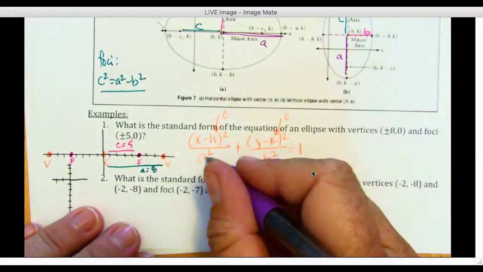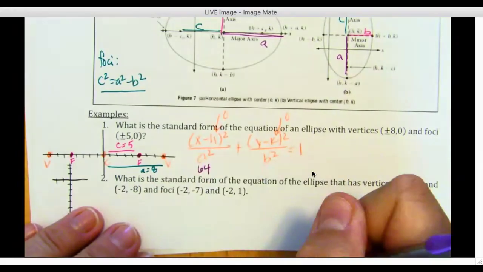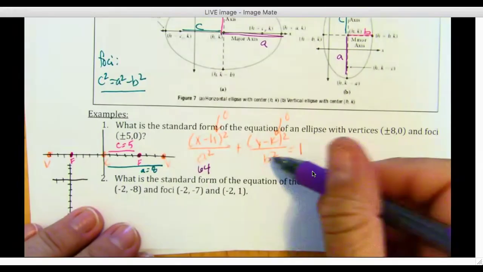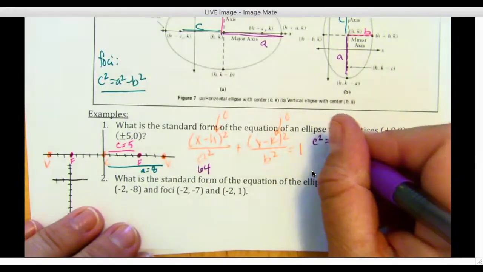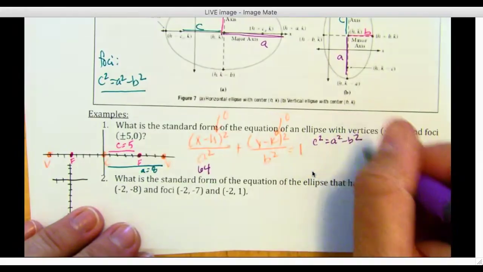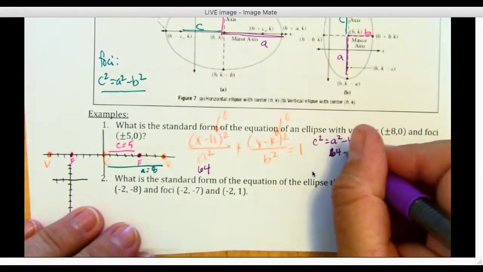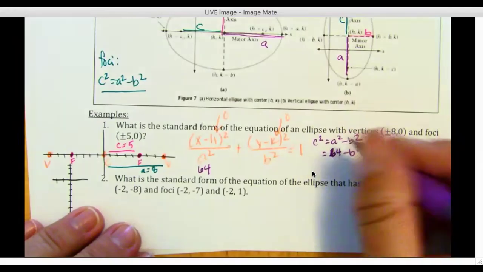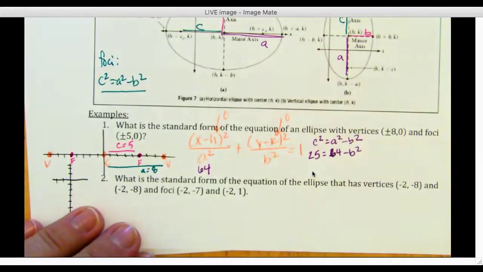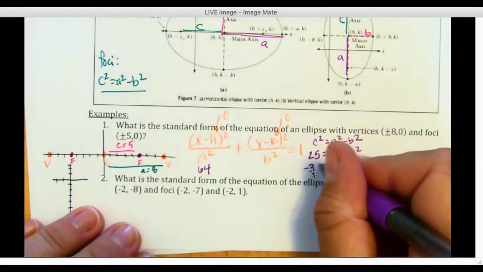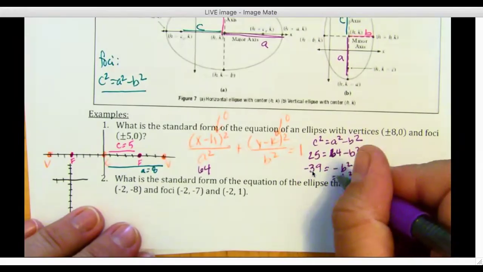So I already know a squared is 8 squared, so 64. I don't know b squared yet, and I know h and k. So this is the last piece that I need. So c squared equals a squared minus b squared. So 64 minus b squared equals 25. Subtracting 64, we end up with negative 39 equals negative b squared. So b squared equals 39.